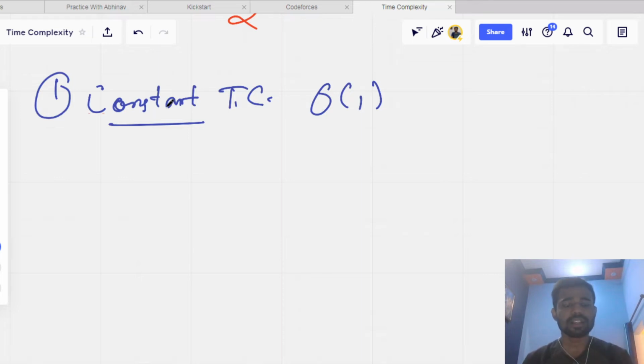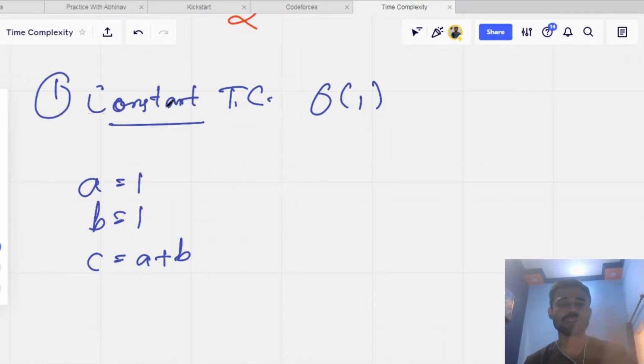For example, there is a program where a is equal to 1, b is equal to 1, and c is equal to a plus b. Okay, this is an example. This is a program which is finding that here is a, here is b, and we are returning the sum of these two numbers. So the time complexity of this program will be the same. The time taken by this program will be the same for any value of a or b. It will take equal time.